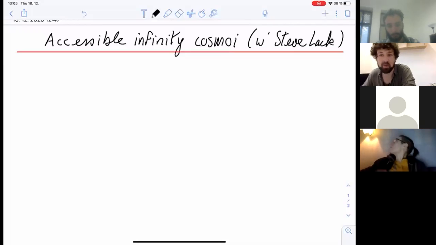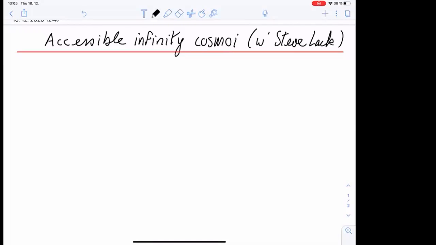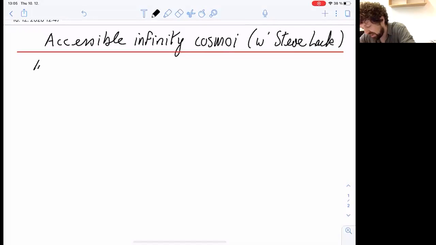Yeah, so I'm starting. This is about accessible infinity cosmoi, which is joint work with Steve Lack, building on very recent work with Lukáš Vokřínek. I'll just start with an introduction, some classic stuff.